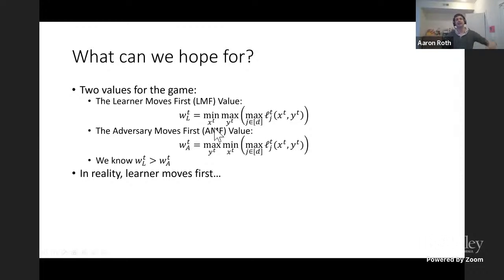It is a disadvantage to go first, and so we know that the learner-moves-first value of the game is bigger than the adversary-moves-first value. And as we saw in an example, it can be strictly bigger by a lot. Now, of course, in reality, the learner moves first because we have to commit to a learning algorithm, and then we want to prove that it does something good against all possible adversaries. In particular, the adversary might be best responding to the choice of action of the learner every round.